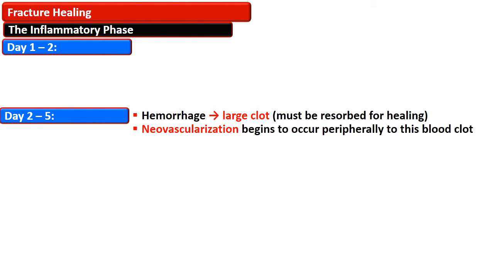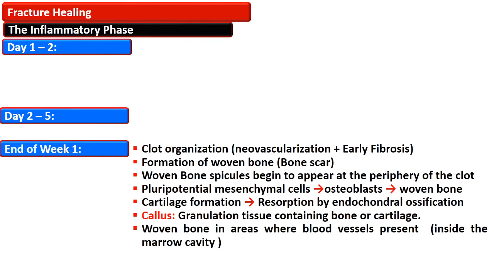During day 2 to 5, this hemorrhage develops further and it becomes a large clot, and this large clot develops new blood vessels, and this new vascularization starts from the periphery of this large blood clot. By the end of week 1, there is clot organization, which is characterized by new vascularization, we just discussed, and early fibrosis. There is formation of woven bone also.